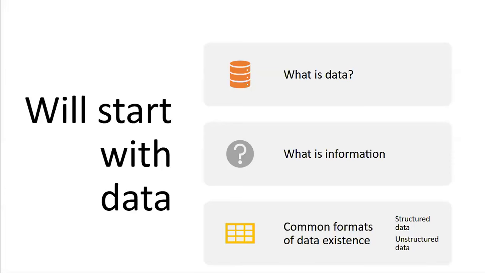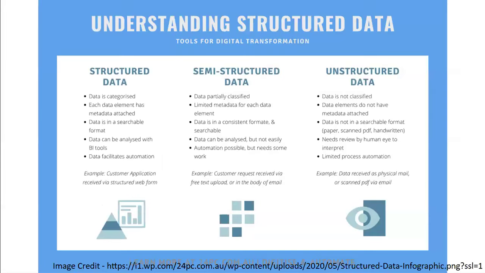What are the common formats we have in the data? It might be structured and unstructured data. We'll have a quick discussion. What are these structured and unstructured data? Structured data is categorized data, and its elements have metadata attached. What does metadata mean? Metadata means the data describing the data. For example, the type of the data, the length of the data, whether null values are allowed or not. Such scenarios are considered structured data.